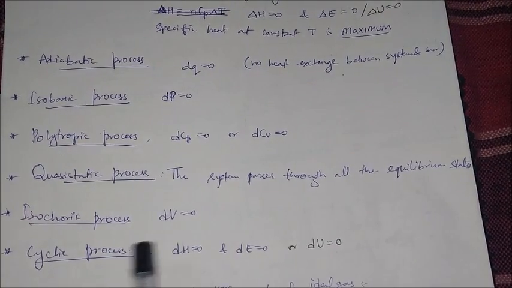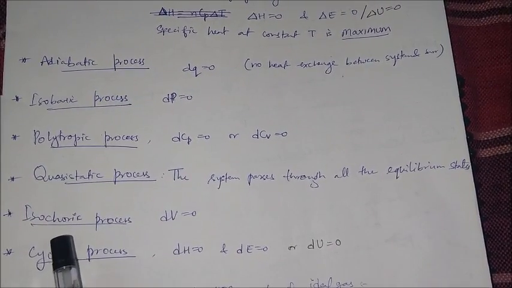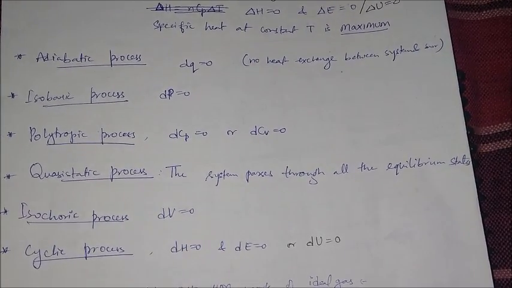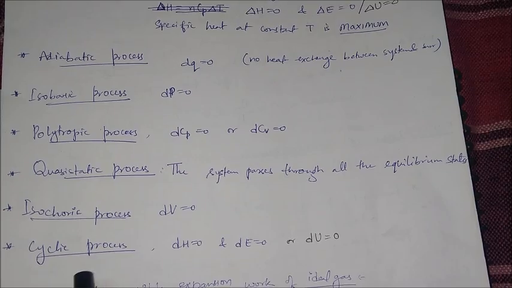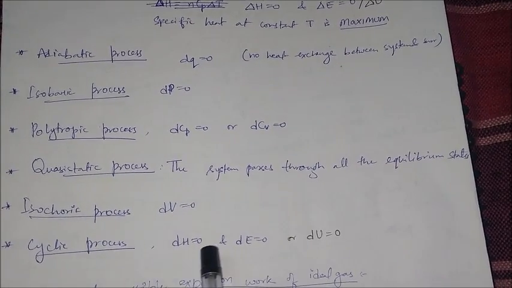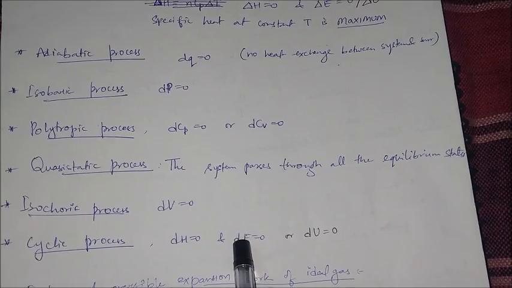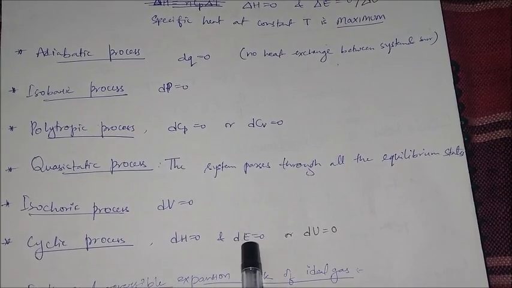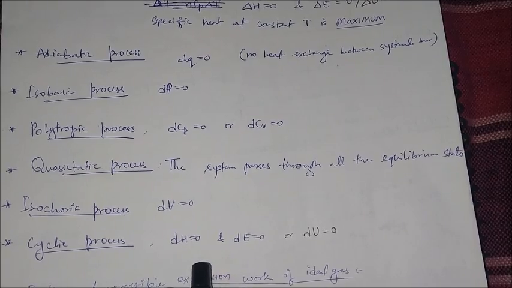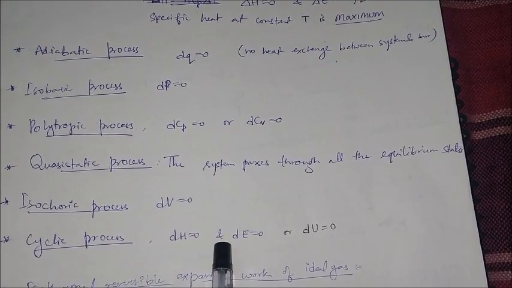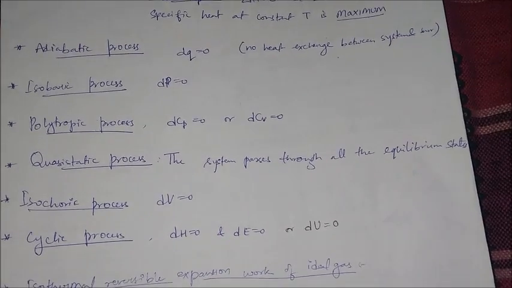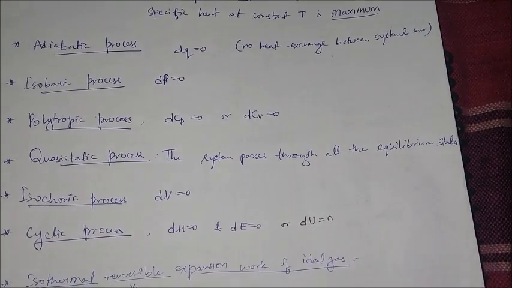Next is isochoric. Isochoric processes are those in which volume is constant, so dV is equal to 0. And the last is the cyclic process. From here one question came. In a cyclic process, the change in enthalpy and the change in internal energy, which you may denote by dE or dU, are both equal to 0. One more thing is that in a cyclic process, the cyclic integral of all the state functions is 0.